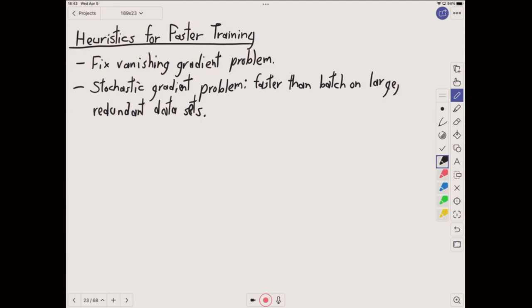So by using stochastic gradient descent, if there's a lot of redundancy in your data, then stochastic gradient descent will make use of that redundancy. It'll keep learning the same thing over and over again, and therefore often get to a good classifier much sooner than batch gradient descent does.